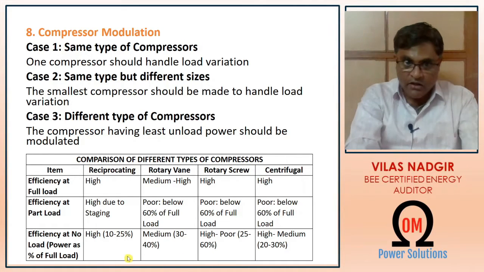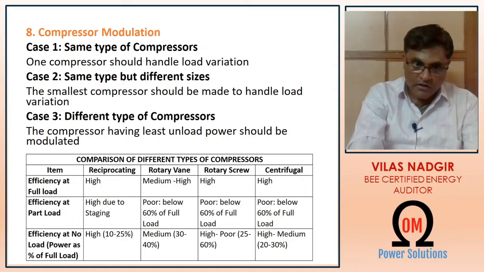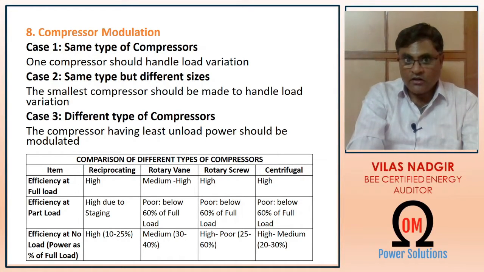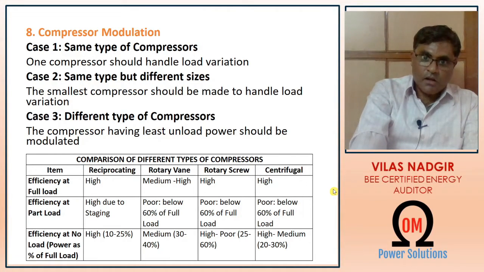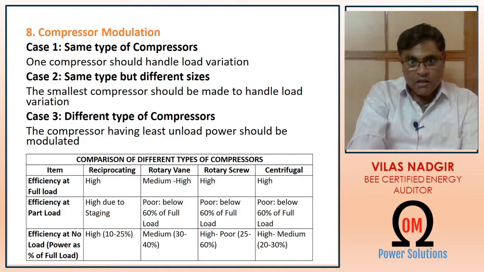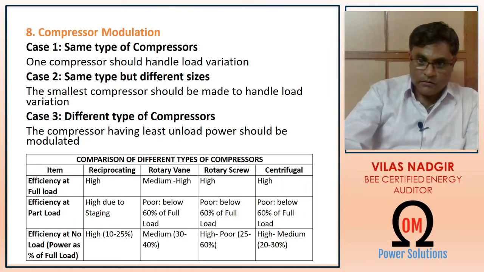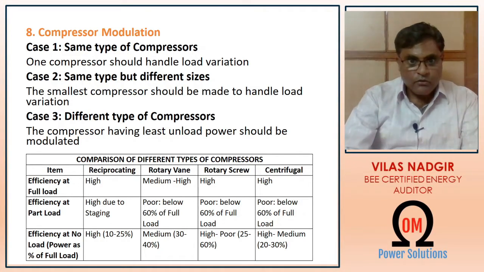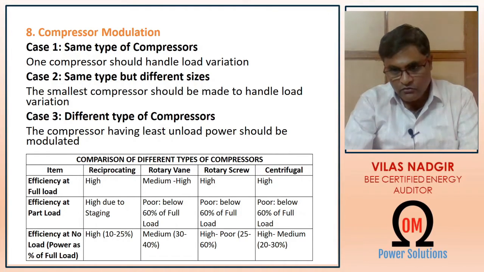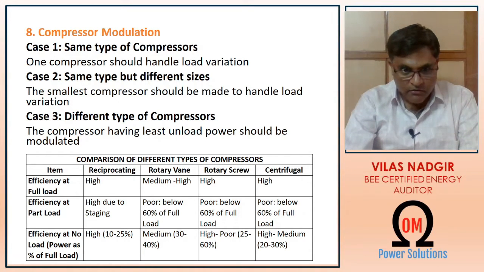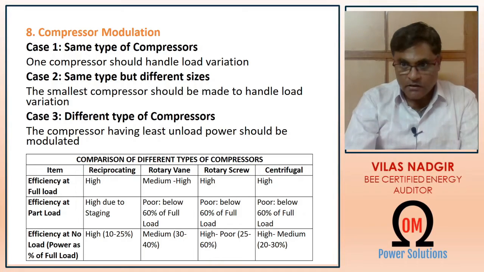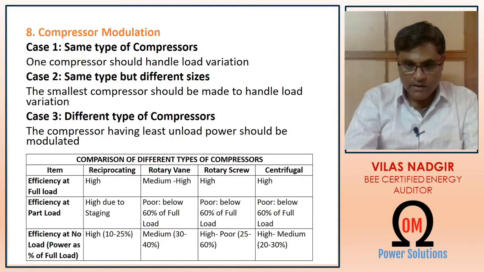See, in this table you can see that the efficiency of a reciprocating compressor even at no load is high. So making this reciprocating compressor the load varying compressor is a good decision. If you don't have a reciprocating compressor, then you can choose centrifugal compressors, because only 20 to 30% of the full load power is consumed here during no load. All these things depend upon other parameters also, like your working conditions. For this you need to get an energy audit done by energy auditors.